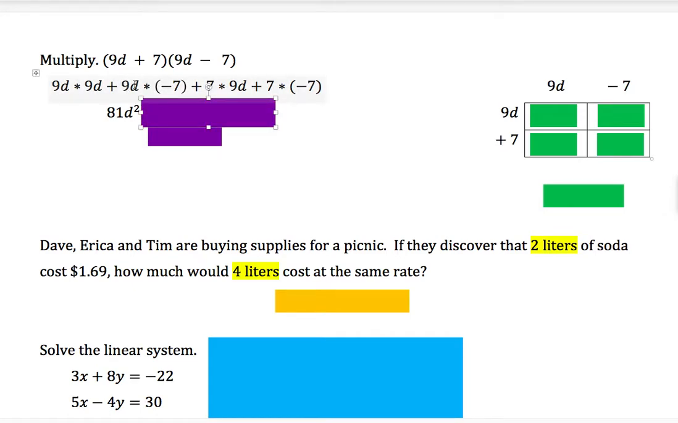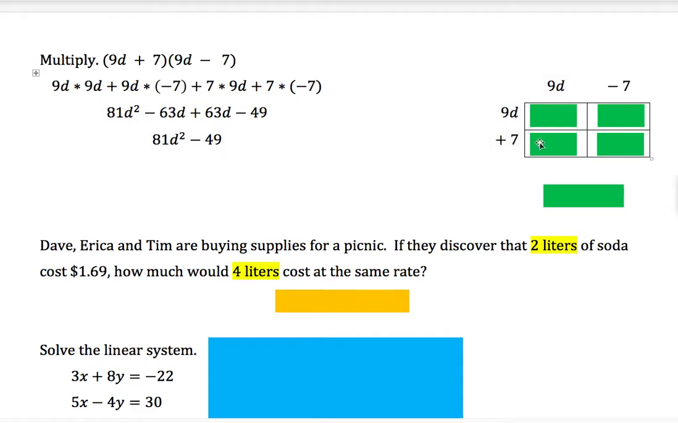And then 9d, that's a positive 9d, times -7 will give you -63d. And then positive 7 times 9d gives you positive 63d. And then 7 times -7 gives you -49. Notice the two middle terms are opposites of each other, so we have a -63d and a +63d, so those cancel each other out, and we're left with 81d squared minus 49.